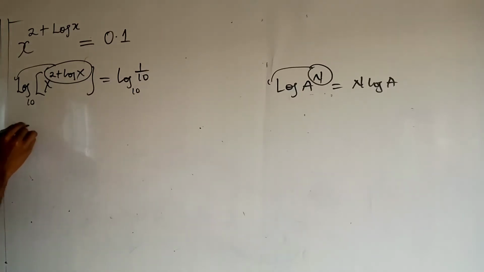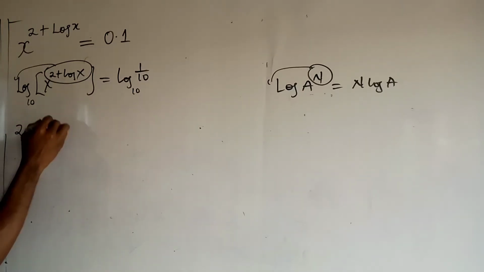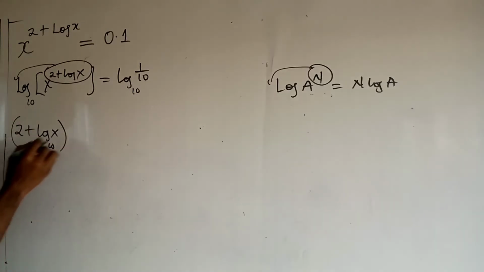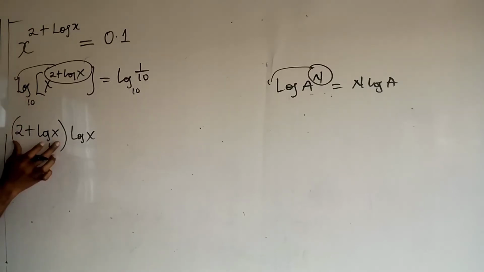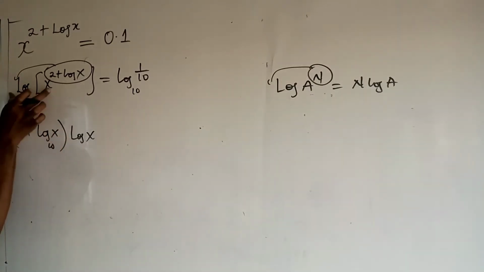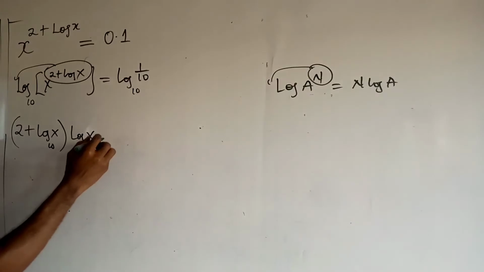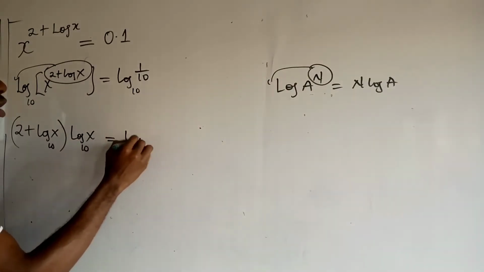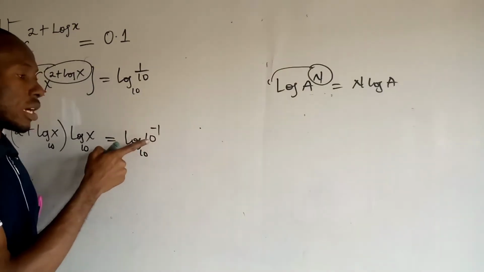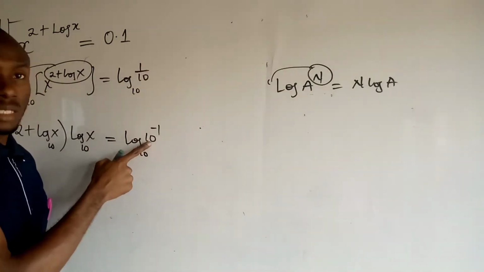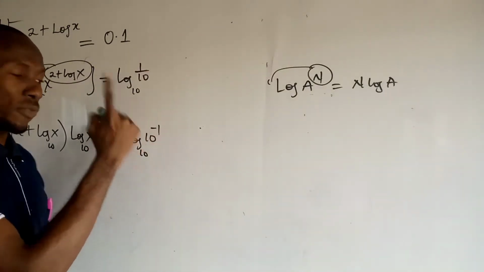So I have (2 + log x base 10) times log x base 10. So what's just happened is that all these went behind the logarithm. That's what we have here. Then times log x base 10, now equal to log 10 to the power minus 1, base 10. Of course, 1 over 10 is the same as 10 to the power minus 1 in index form.